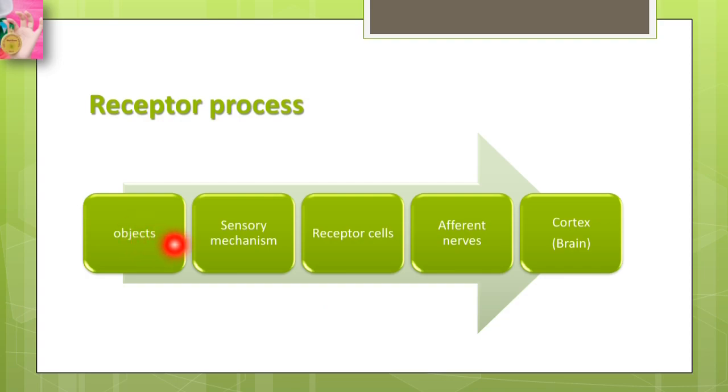The object that is present before us activates the sensory mechanism attuned to that stimulus, and this evokes the receptor cells and initiates signals or impulses which are conducted through afferent nerves to the particular sensory area in the cortex, which is a part of the brain. The sensory experience of the stimulus present in the environment takes place. Now this whole process in the sensory channel is called receptor process.